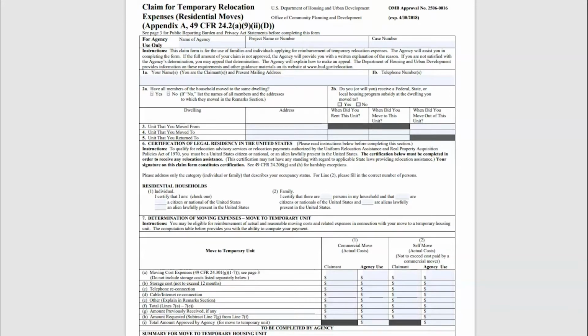The form is completed in a phased approach. First, the claimant enters all information and provides backup documentation. Subrecipients should provide assistance as needed to the claimant to complete the form. Then in the second phase, the subrecipient confirms the information and determines the eligible amount.